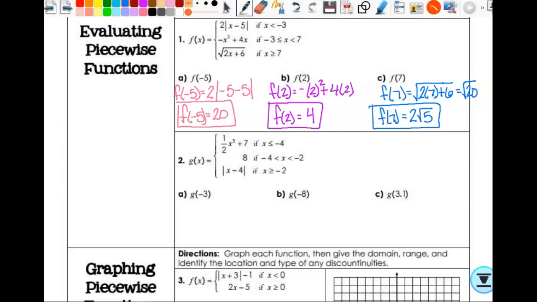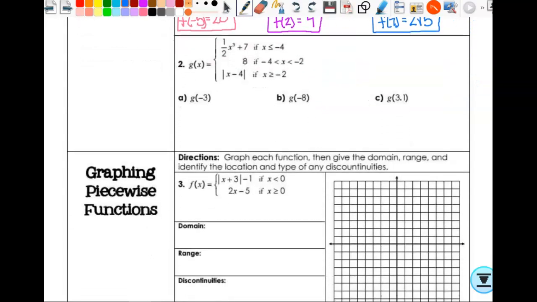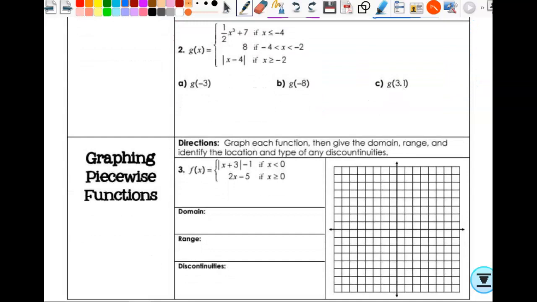Okay, so let's look at number 2. We've got f of x and g of x. So f of x is what we use a lot, but g of x works, h of x, k of x, r of x, you can use whatever. All right, so we have g of negative 3. So if I'm going to do g of negative 3, which one, first, second, or third, does that fall into? Second, okay? So negative 3 would fall right here.